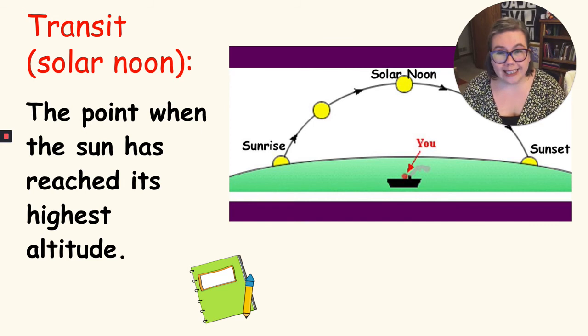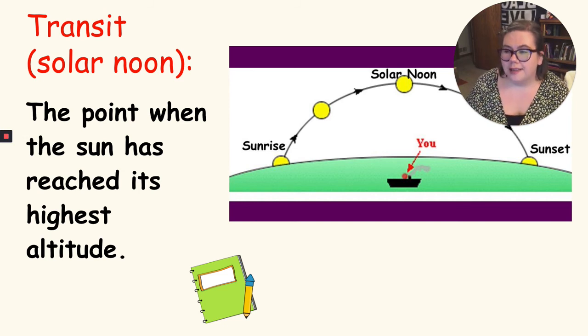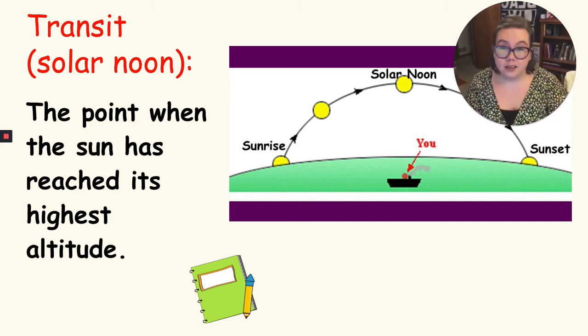And the transit or solar noon, this is the point when the sun has reached its highest altitude. We oftentimes think about this as noon, like our time, 12 o'clock. But the reality is most days of the year, it's not exactly 12 for the time. It's the position in the sky that is the transit. That's the point that the sun has reached its highest altitude for that particular day and location.